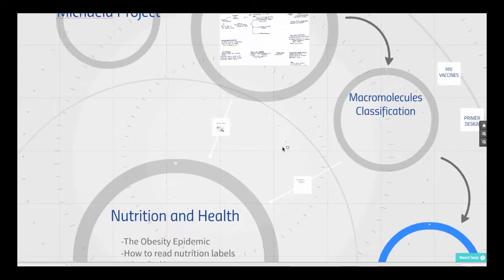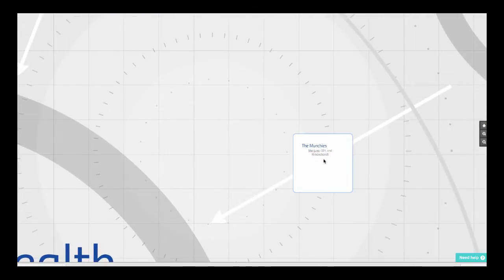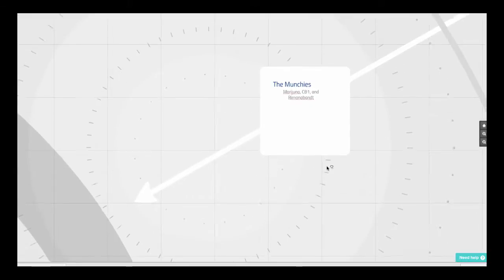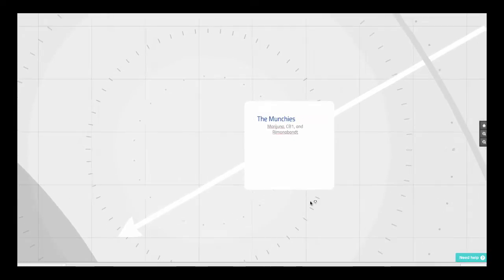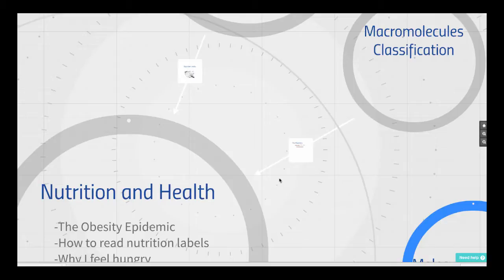We can also use those concepts to learn about nutrition labels. And right here, a project I want to call the Munchies, which I think would be perfect for Francine, talking about CB1, which is a brain receptor, and the ability of scientists to create drugs that bind to it and how those have been affecting nutrition, health, and specifically the idea of hunger.